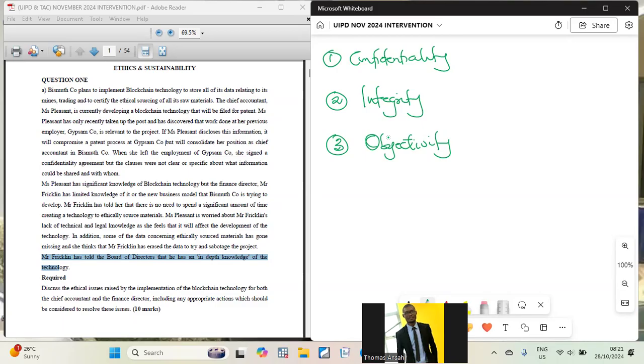And probably that is what Mr. Mate wanted to also say. There is also a conflict of interest in there. But there is another thing in the question that also talks about objectivity, like an undue influence. Have you seen that?